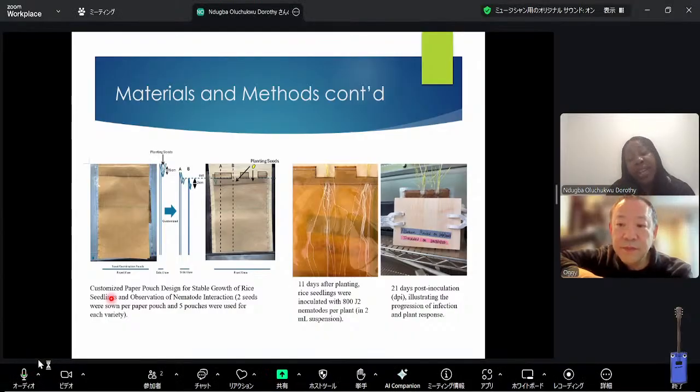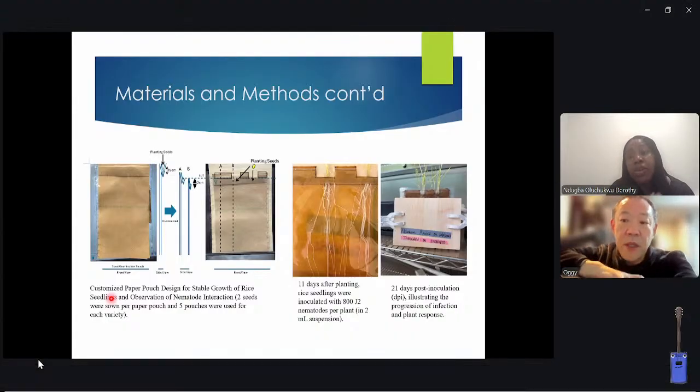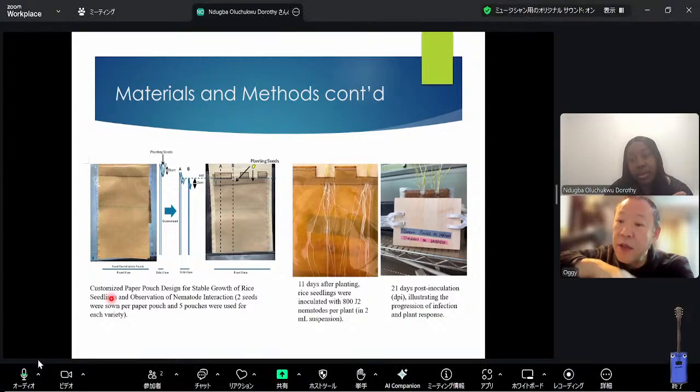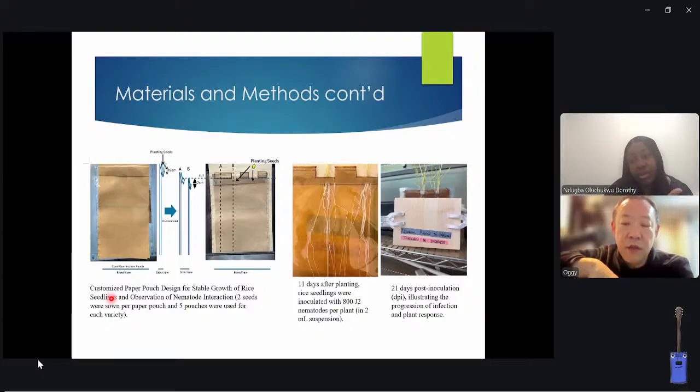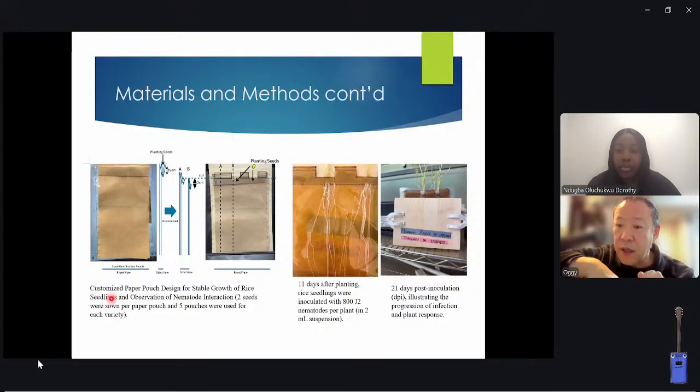I can remember vividly when I did my BSc, I used the conventional pot method. I didn't use the transparent paper pouch. Your bachelor study? Yes. So I used the conventional pot method when I did my research. That was in Nigeria. I see. So not many researchers currently use the paper pouch.